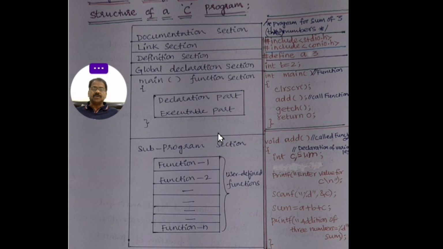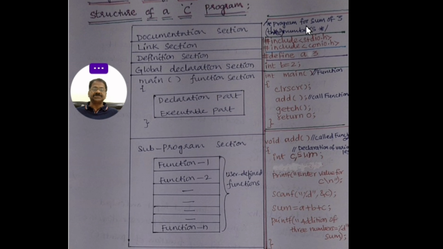Today's C language topic is the structure of a C program. Here you see, in the structure we have the documentation section, link section, definition section, global declaration section, main function section, and subprogram section. On the right side we have a program for the sum of three numbers. This is the description of the program.